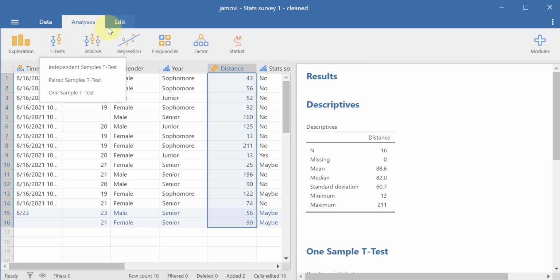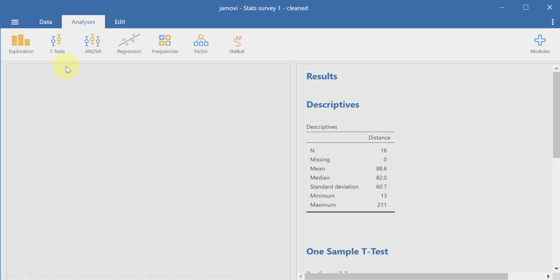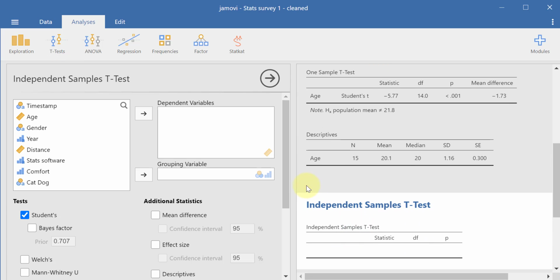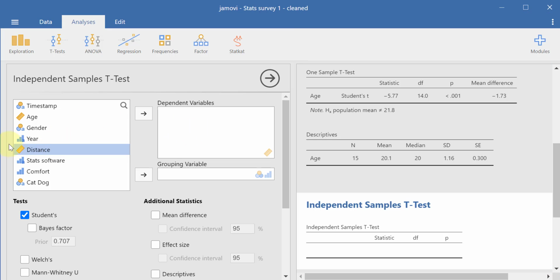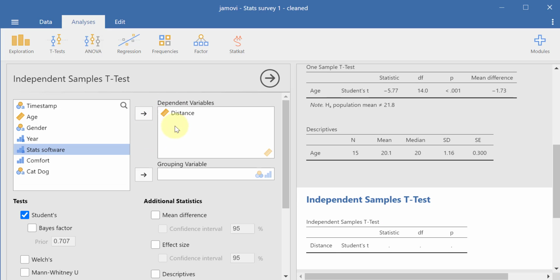So when I'm in analyses, I'm up here with t-test. I'm just going to click on independent samples t-test. And what I have are two things that I need. I need my dependent variable. So that is my outcome, the thing that I really care about. So in this case, I care about how far away people live from campus. So I'm going to click that over.